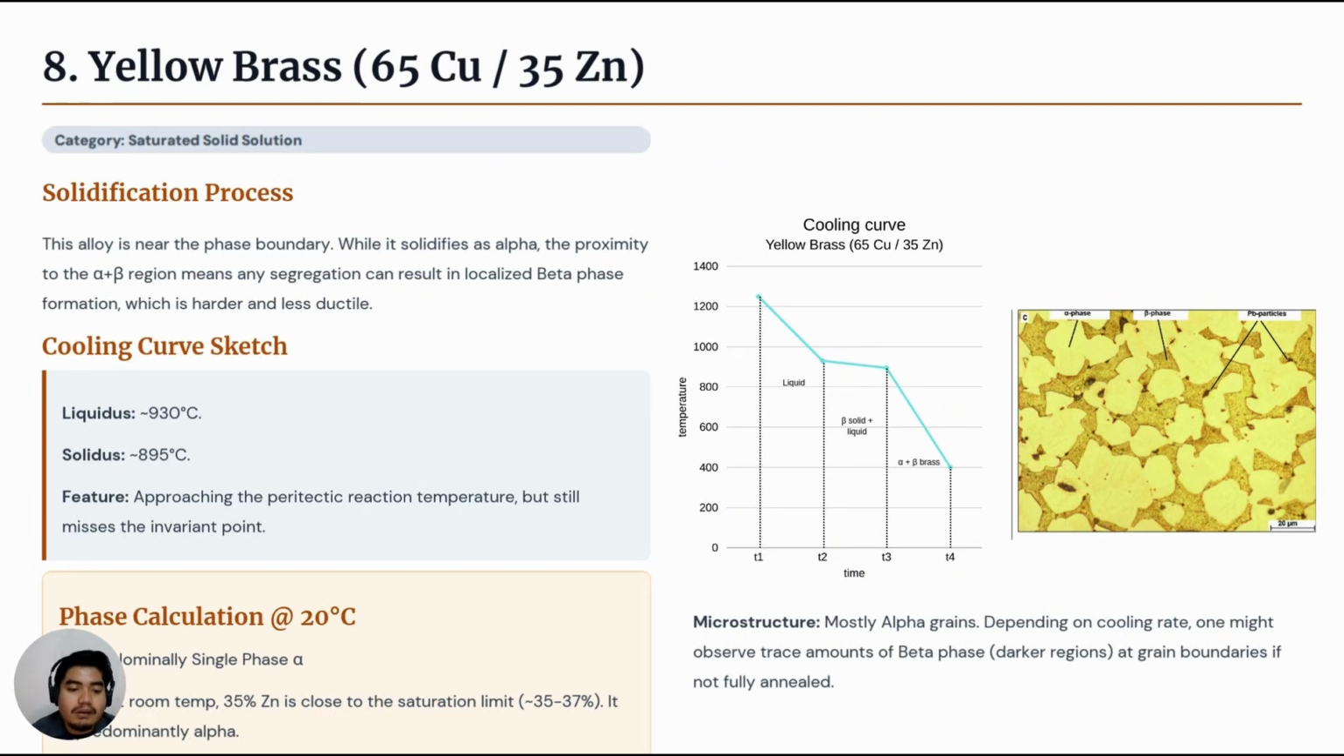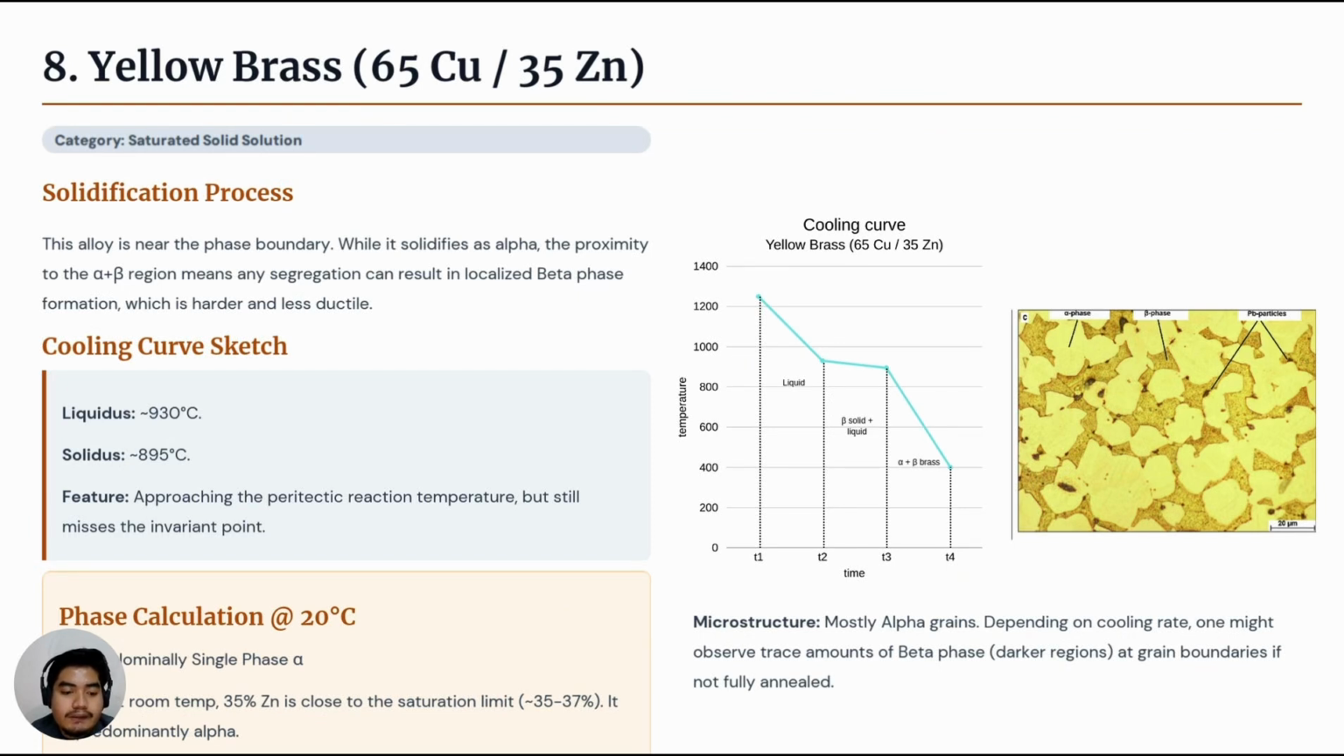Solidification process. Although the alloy solidifies primarily as alpha, its proximity to the alpha plus beta regions means the microsegregation during solidification can locally increase zinc concentration, leading to beta phase formation in certain regions.